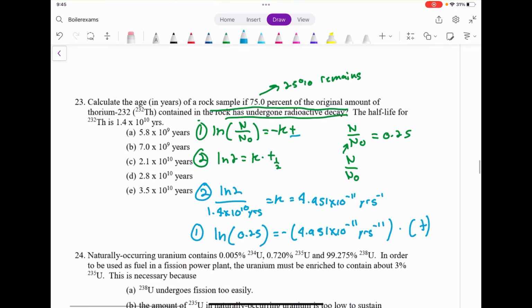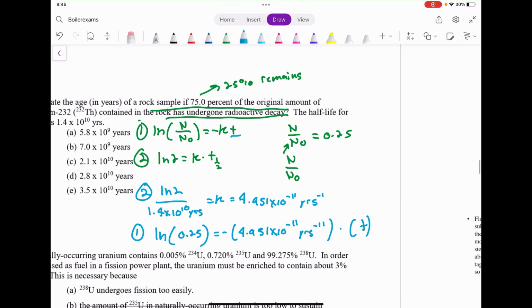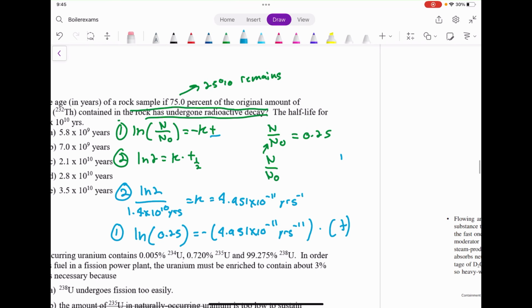Times some time that we're solving for. If we divide, now we can just solve this algebraically. The natural log of 0.25 gives me 1.39. So then t equals negative 1.386. If you put the natural log of 0.25 in your calculator, that's what you get. And then you divide over this term.